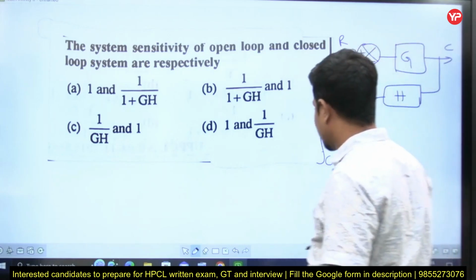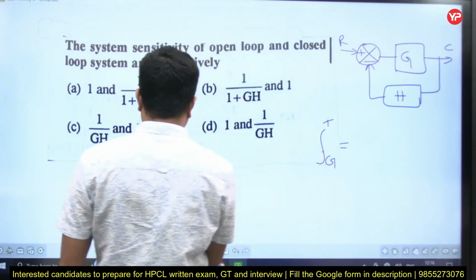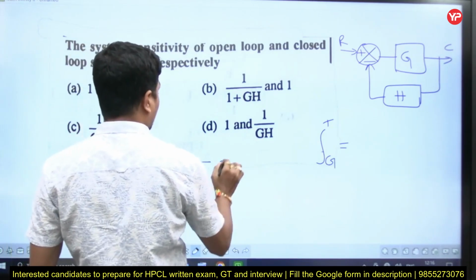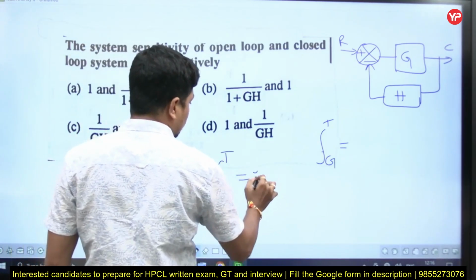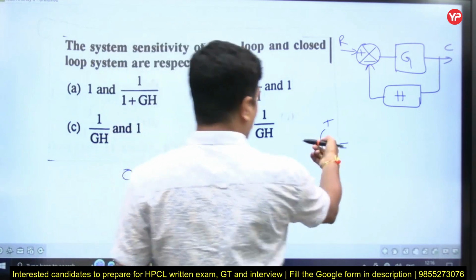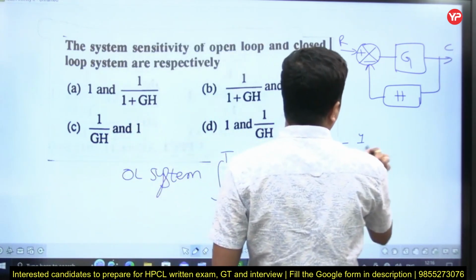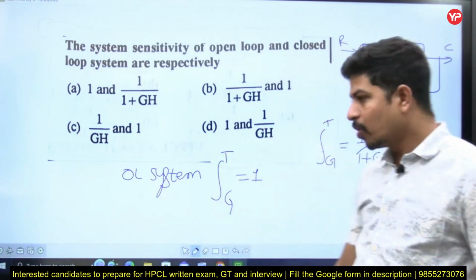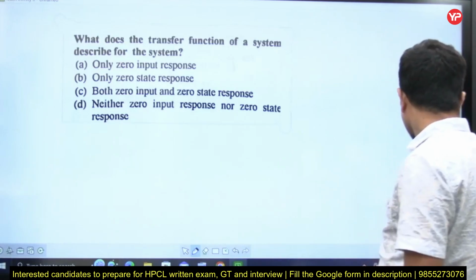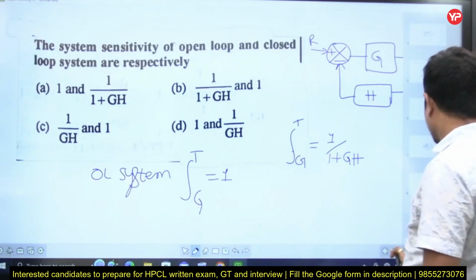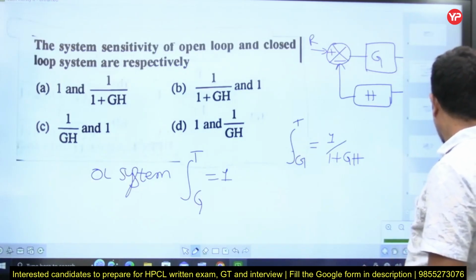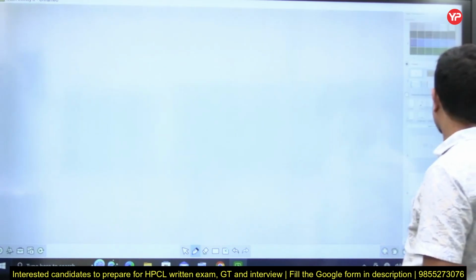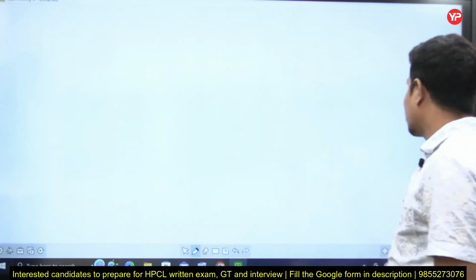See, this is the closed loop system. If I am taking the open loop system, the sensitivity of the transfer function with respect to G is equal to 1. With respect to this closed path, it is 1 by 1 plus GH. You may be wondering, sir, how you got that value? Let me do it in a very simple way. Please understand, all of you, the formula of sensitivity. Then it is very easy. The calculation part I leave to you.